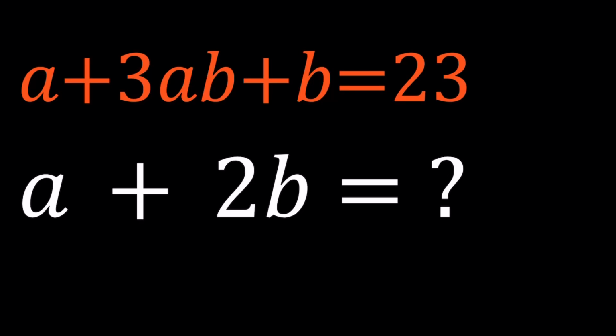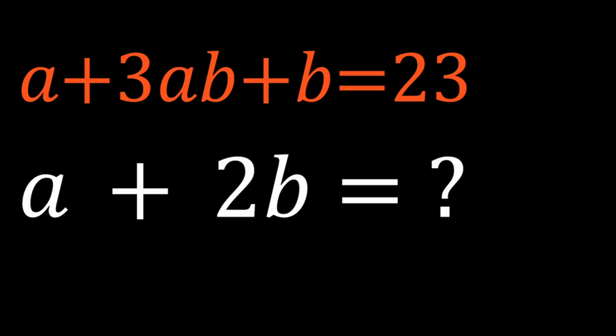Hello everyone. In this video we're going to be solving a nice Diophantine equation, which means an equation with integer solutions. We have a + 3ab + b = 23, and we're going to find the value of a + 2b. 2b or not 2b.